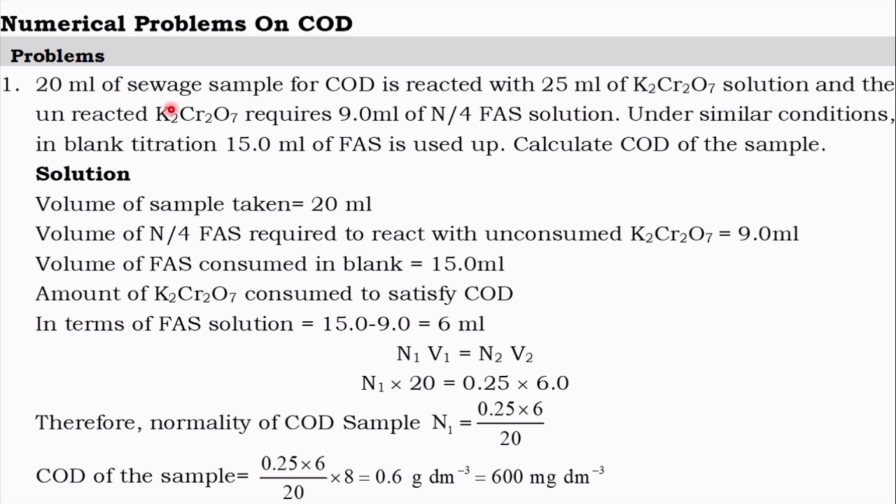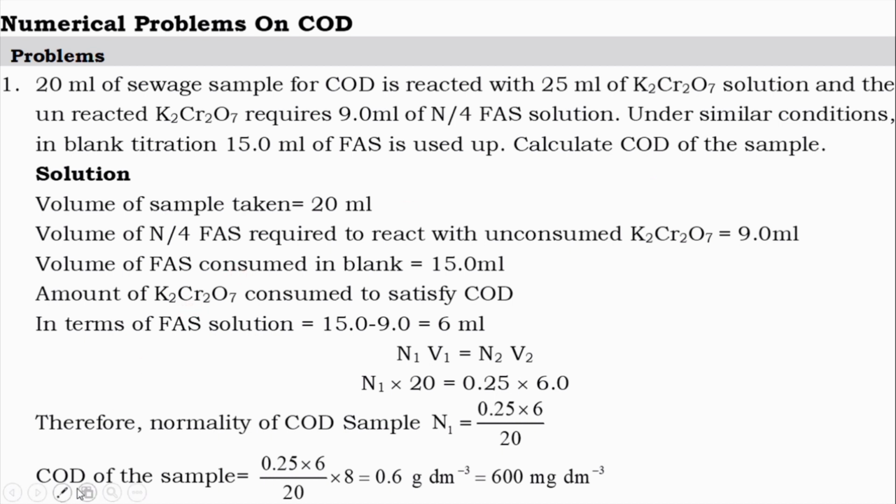20 ml of sewage sample for COD is reacted with 25 ml of K2Cr2O7 solution, and the unreacted K2Cr2O7 requires 9.0 ml of N/4 FAS solution. Under similar condition, in blank titration, 15 ml of FAS is used up. Calculate the COD of the wastewater sample. This is the numerical given to us.